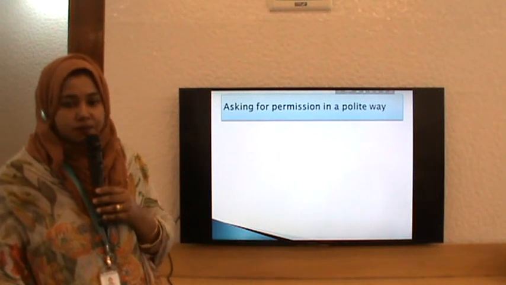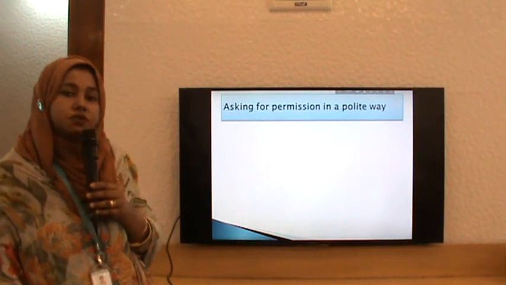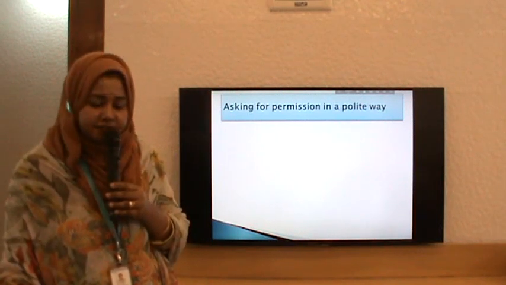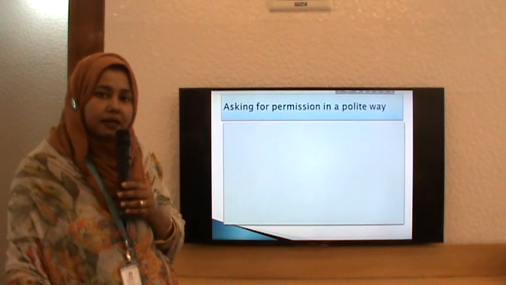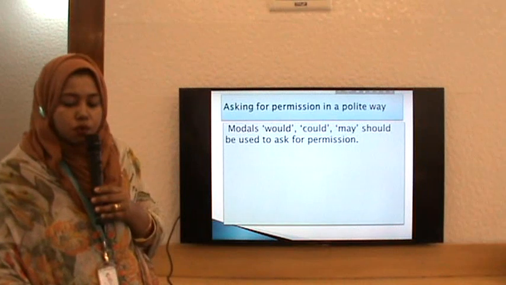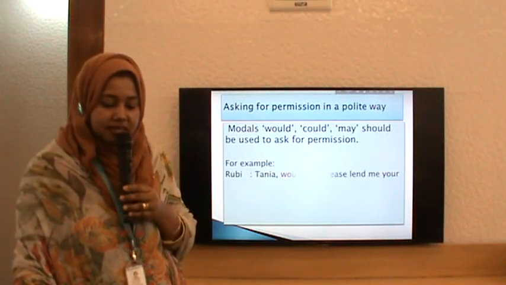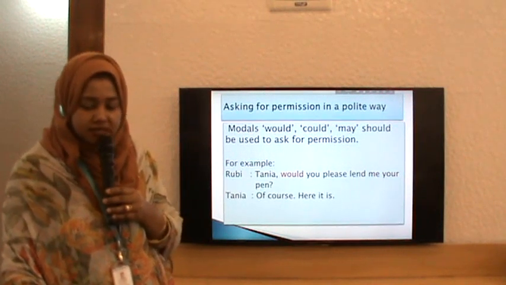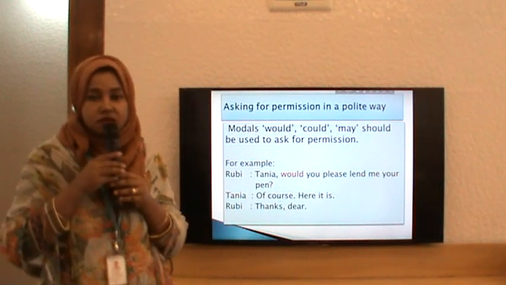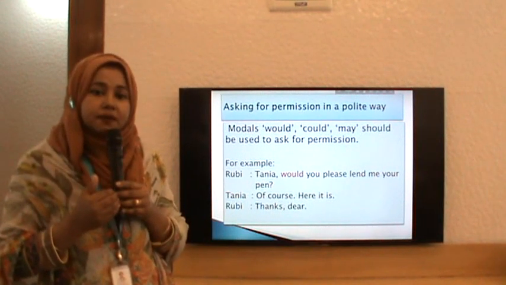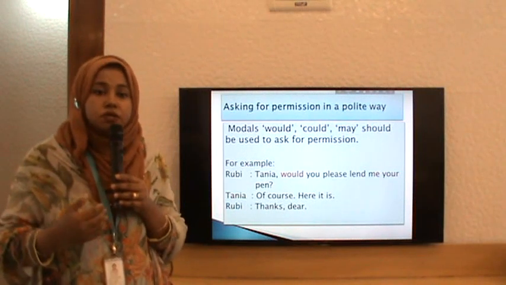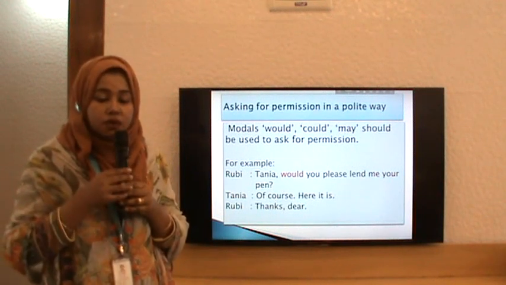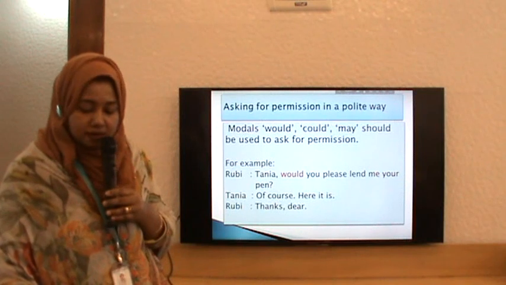Asking for permission in a polite way is very important, because in the course of our conversation we may have to ask for anything. So it should be in a polite way. Modals would, could, may should be used to ask permission. Let us see an example. Ruby: "Tanya, would you please lend me your pen?" Tanya said, "Of course, here it is." And Ruby said, "Thanks, dear." So after getting any favor, we should always be thankful to others. So use them frequently in your dialogue writing.